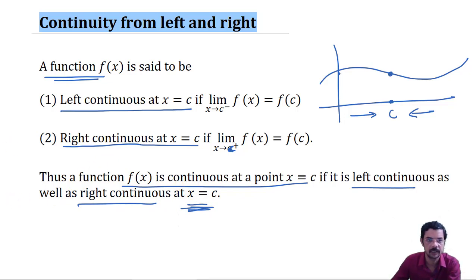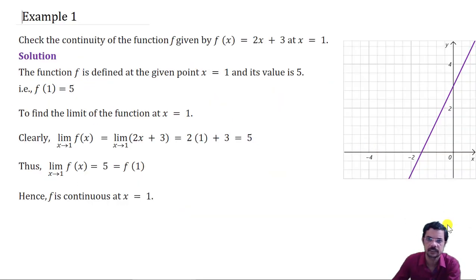Now let us look at some examples and understand this theory, because the theory may be confusing, but now we will discuss the problems. Okay, let us look at the first example. We have the function given. We have to check whether this function is continuous at x equal to 1 or not.